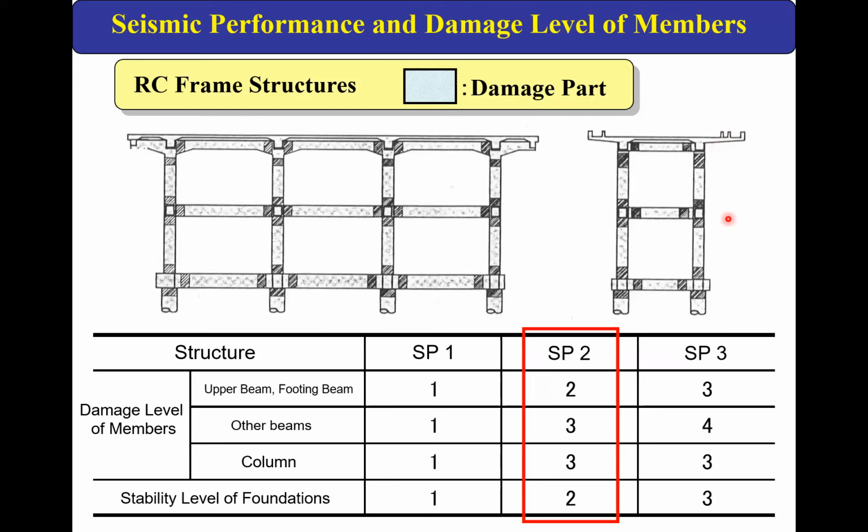So, very roughly speaking, in Japan, road structures, highway structures, are taking a different philosophy or different methodology from railway structures. Very roughly speaking, highway structures are selecting seismic performance 1 against big earthquakes also. That's my answer. Okay?